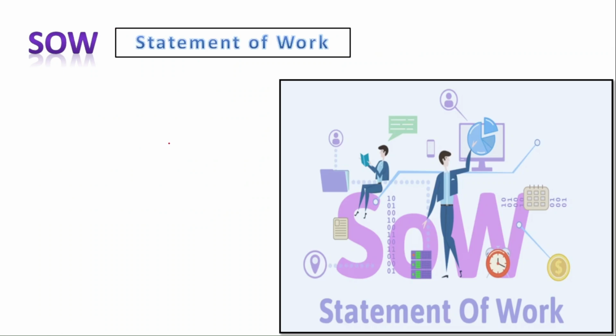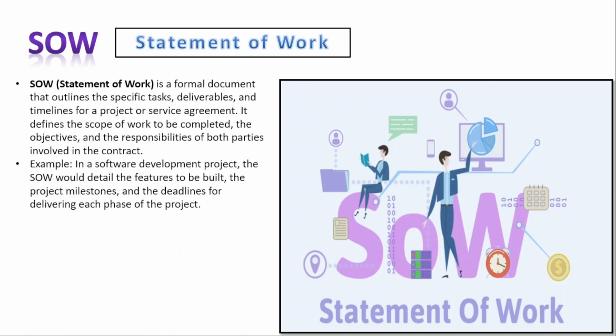SOW, that is statement of work. So SOW or statement of work is a formal document that outlines the specific tasks, deliverables, and timelines for a project or service agreement. It defines the scope of work to be completed, the objectives, and the responsibilities of both parties involved in the contract. Example: in a software development project, the SOW would detail the features to be built, the project milestones, and the deadlines for delivering each phase of the project.